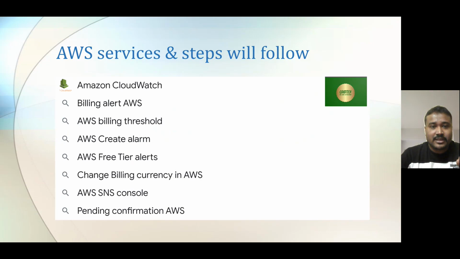So what we need: the Amazon CloudWatch service, billing alert, and AWS billing threshold. We need to set how much amount, after which you should get the alarm, and then we need to create an alarm, the AWS free trial alarm, and choose what kind of currency you want in your billing, like INR or USD. Then we need another service, SNS, the Simple Notification Service. I will take you through more details in the next slide. Then we need to create a topic in SNS, and if someone subscribes to the topic, we also need to verify that confirmation.